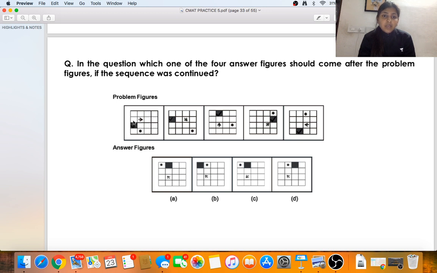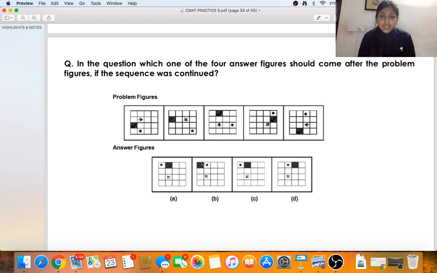it shifted by one at first. In the next figure, it shifted by one, but from this to this figure, it has shifted by two boxes, and then by three, and then by four. So next, it should shift by five positions: one, two, three, four, five. This is where we should have the box. So we can see that it's here.